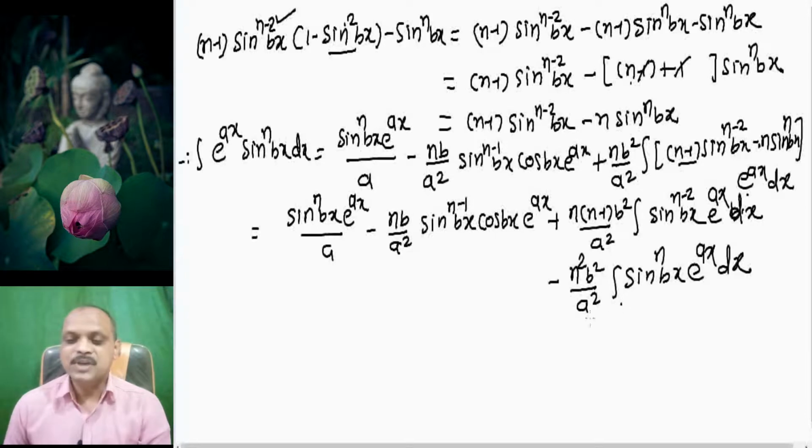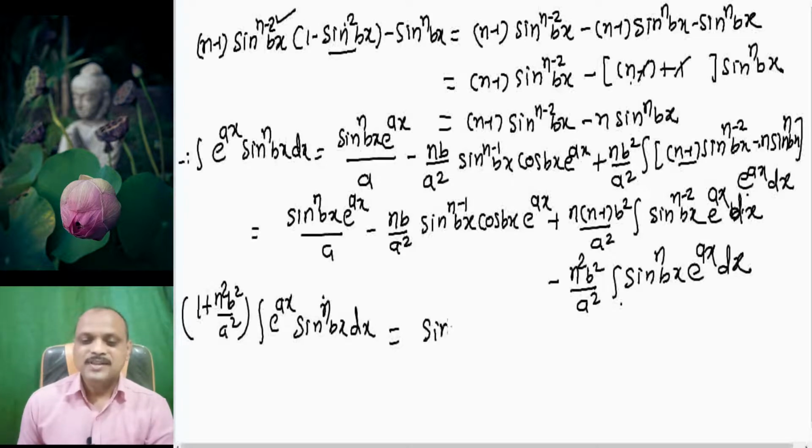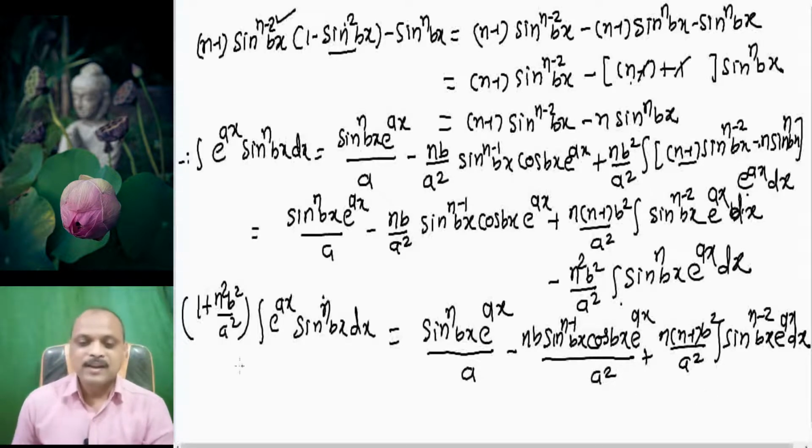Now transpose this term to the left side. Then in the left side we have 1 plus n square b square divided by a square into integration of e raised to ax sin raised to n bx into dx equal to sin raised to n bx e raised to ax divided by a minus nb sin raised to n minus 1 bx cos bx e raised to ax divided by a square plus n into n minus 1 b square divided by a square integration of sin raised to n minus 2 bx e raised to ax into dx. Okay, so let us take the LCM.